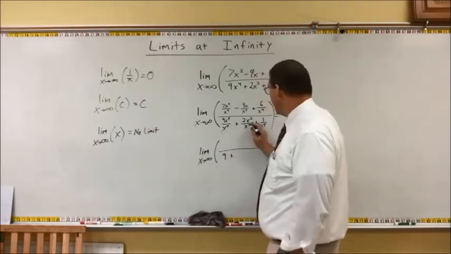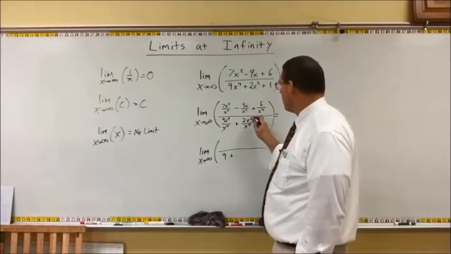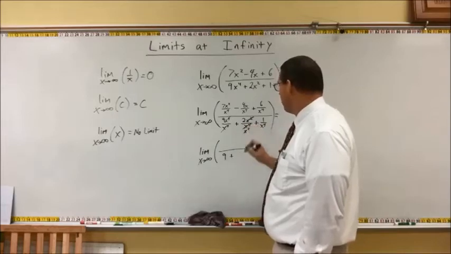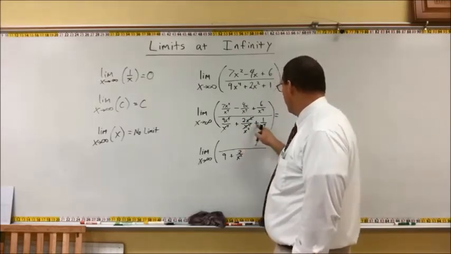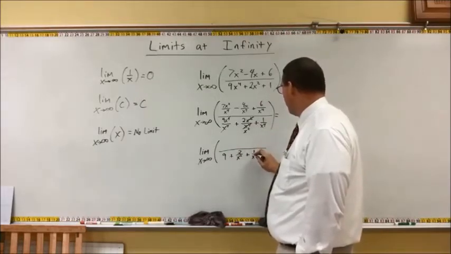Plus, now here, do you see this? This has an x squared up top and an x to the 4th on the bottom. So that's going to turn into, that x squared is going to cancel, and this x to the 4th is going to become an x squared. So this is now going to be 2 over x squared plus 1 over x to the 4th.